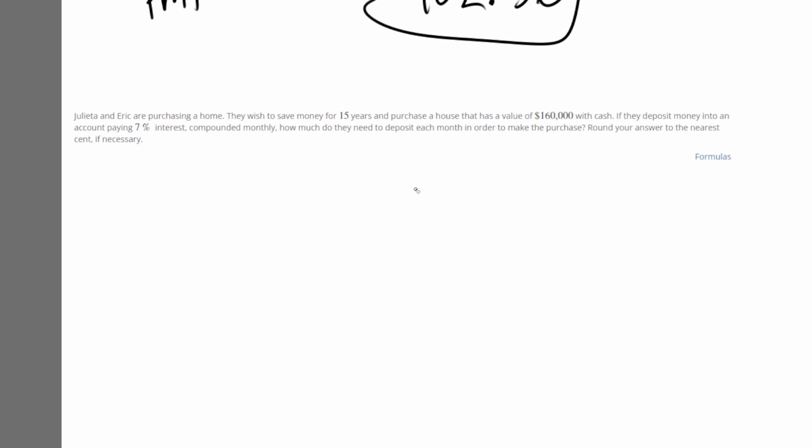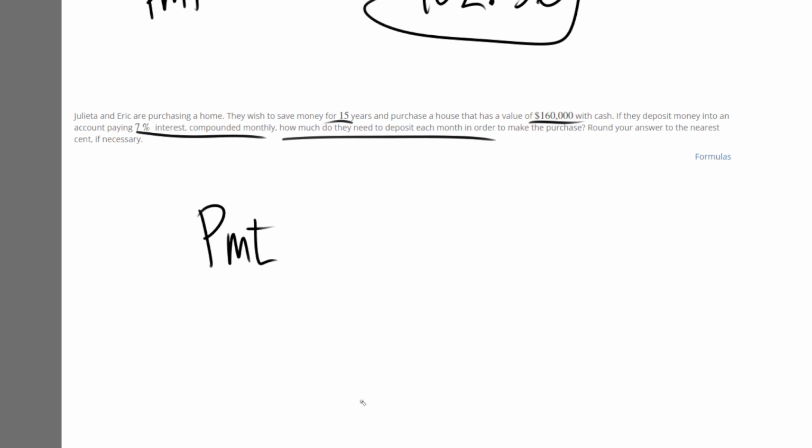Julieta and Eric are purchasing a home. They wish to save money for 15 years and purchase a house that has a value of $160,000 with cash. If they deposit money into an account paying 7% interest, compounded monthly, how much do they need to deposit each month in order to make the purchase? So we want to know how much to deposit each month. That's a good hint for the payment function. We're given our value of the home, which is really low for right now.